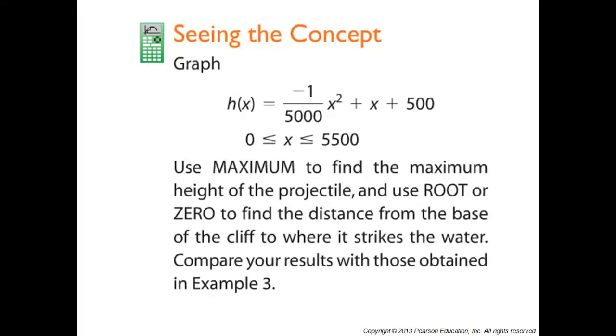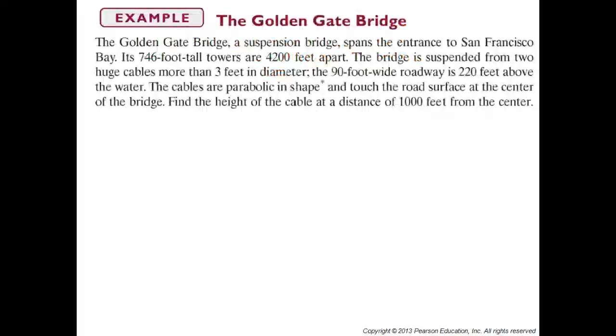So the idea here is anytime you need to find the maximum, you're finding that vertex. Anytime you find distance away from the origination point, you're looking at zeros of the polynomial, or of the quadratic in our case.